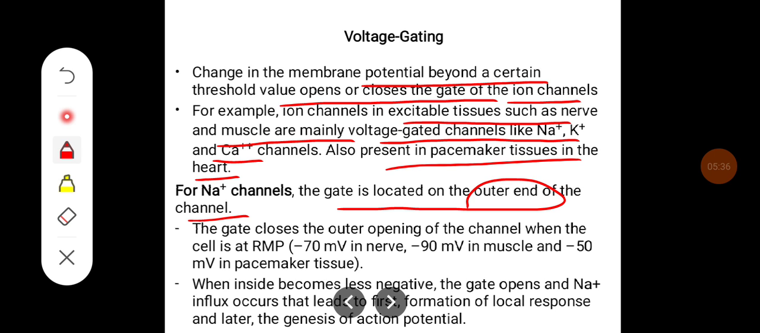For sodium channels, the gate is located at the outer end of the channel. The gate closes the outer opening of the channel when the cell is at RMP: minus 70 millivolt in nerve, minus 90 in muscle, and minus 50 millivolt in pacemaker tissue. When the inside becomes less negative, the gate opens and sodium influx occurs that leads to first formation of the local response and later genesis of action potential.